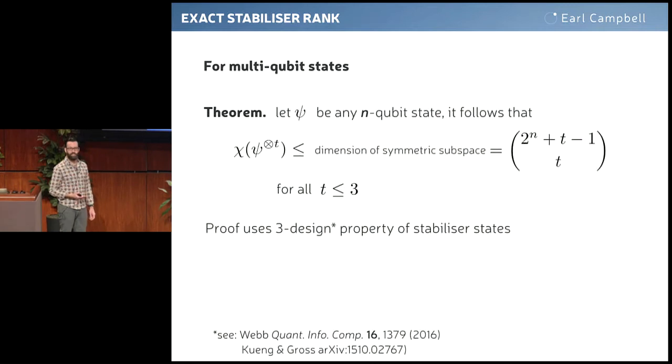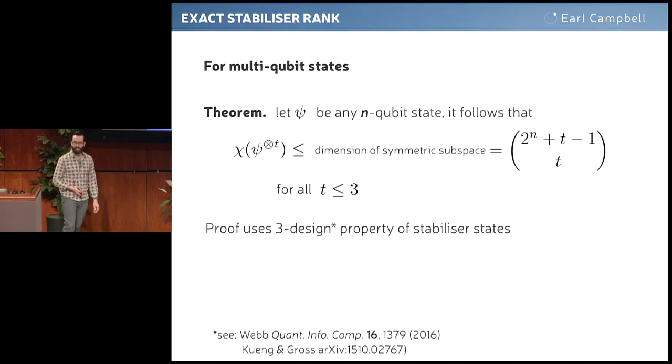And in some sense, that's the best that we could ever hope for using this proof technique, because what we're doing is we're looking for a set of stabilizer states that spans the symmetric subspace, and then concluding that, therefore, any state that's a product state with respect to that symmetric subspace must be able to be decomposed in terms of those states. And why does the number 3 crop up?